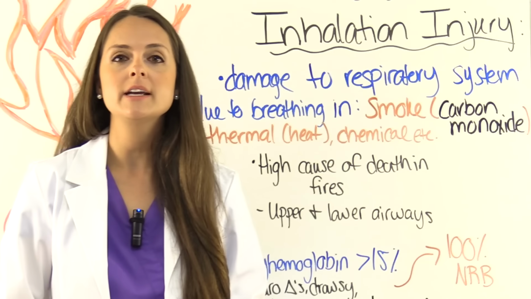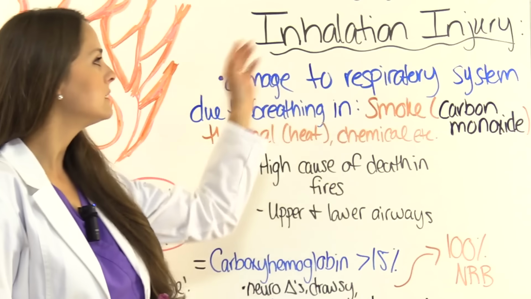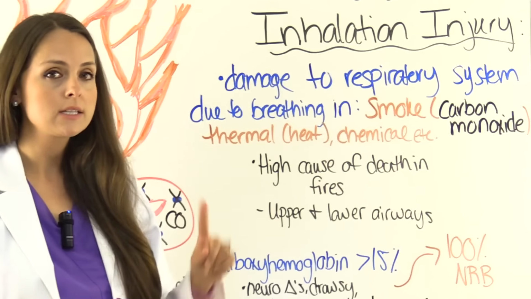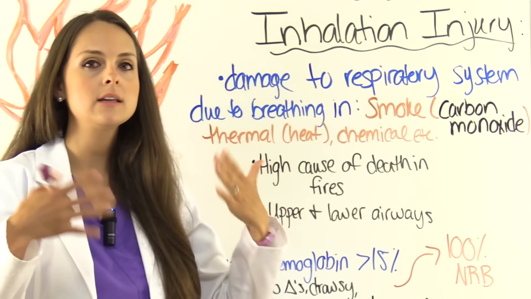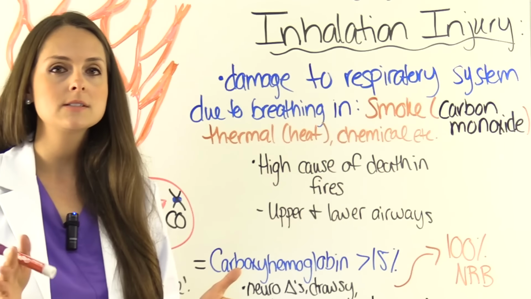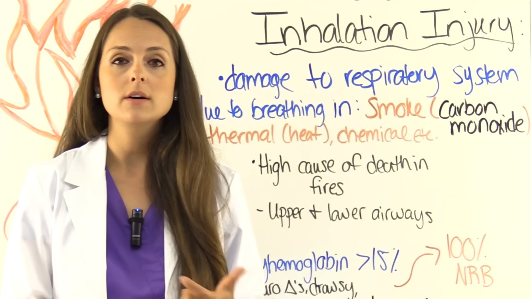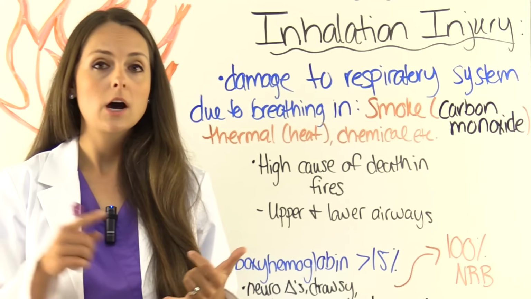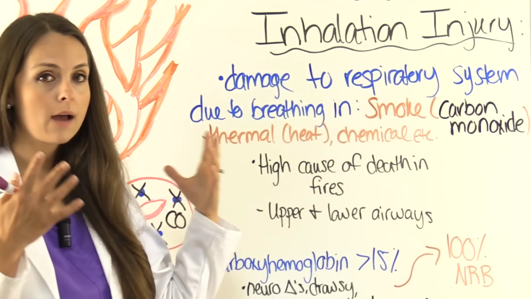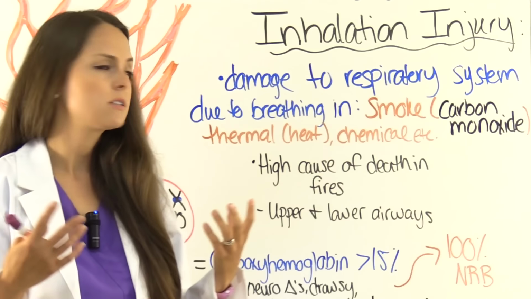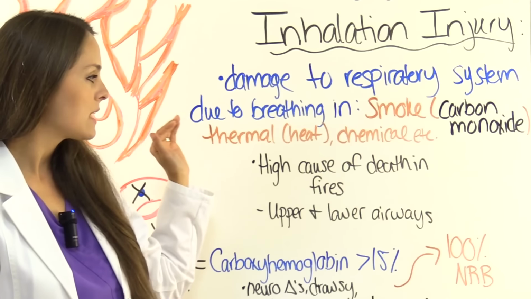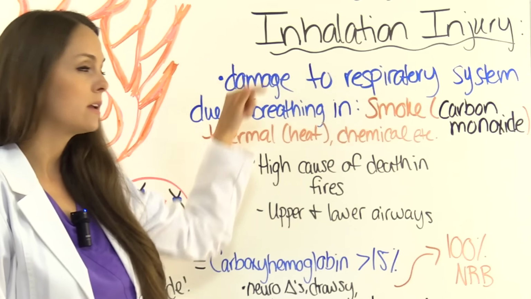Another thing that determines burn severity is, did that person suffer an inhalation injury? Now, what is this exactly? Well, it is where there is damage to the respiratory system due to that person breathing in some type of substance that shouldn't be there, that's damaging upper or lower airways. And these substances can vary, like smoke, carbon monoxide, and carbon monoxide poisoning. It's colorless and odorless. It's really hard to detect. Also, from thermal type burn, from the heat, like a hot liquid or steam, or a chemical like those powders and gases. And usually this is a high cause of death in fires, the inhalation injury.